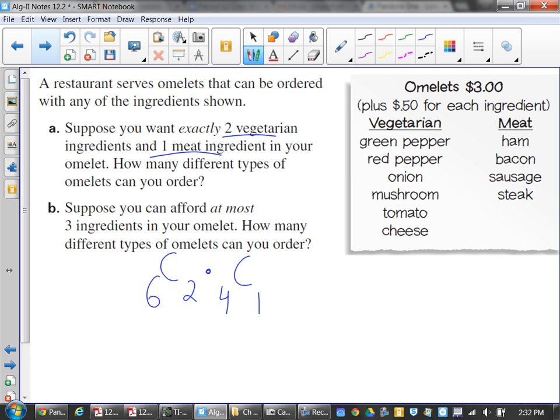What do you get, Tom? 60. Okay, not bad. So there are 60 combinations of getting that.